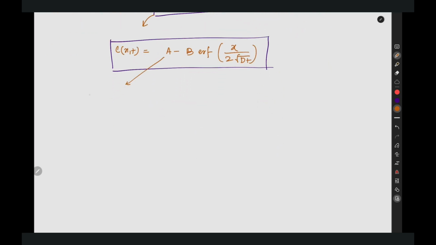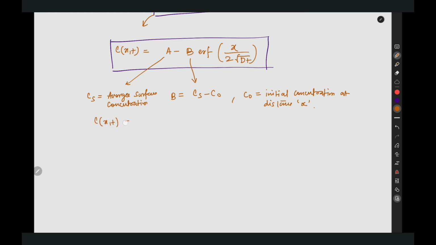where A is called Cs, the average surface concentration. B is defined as Cs minus C naught, where C naught equals the initial concentration at distance x.